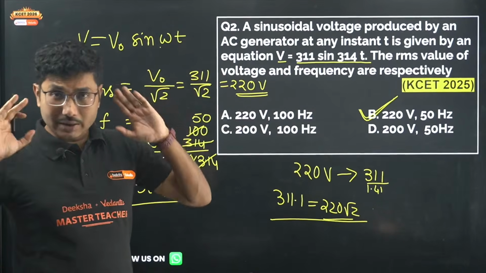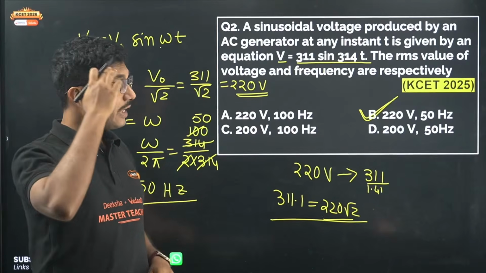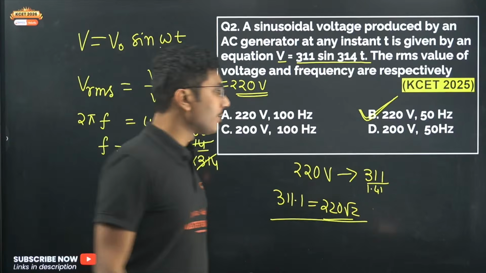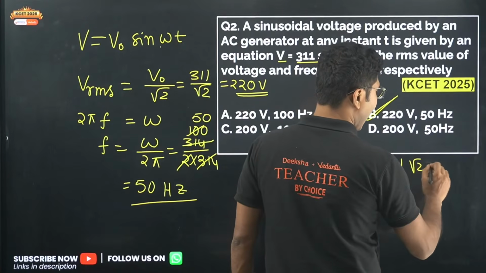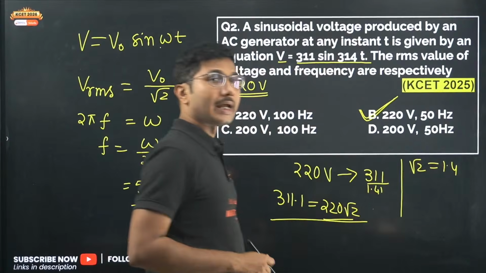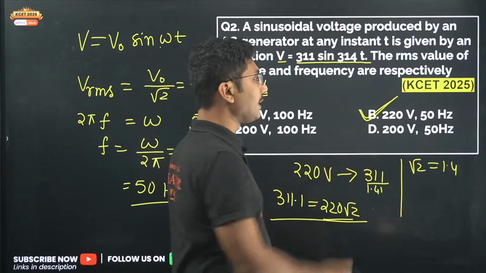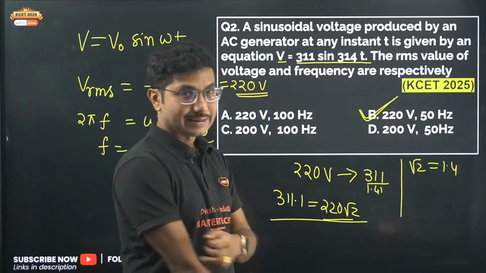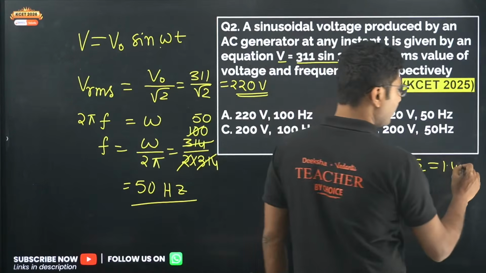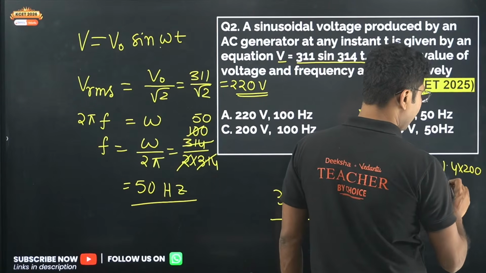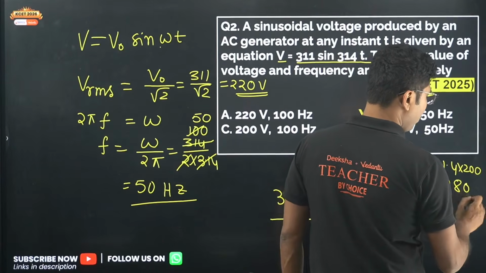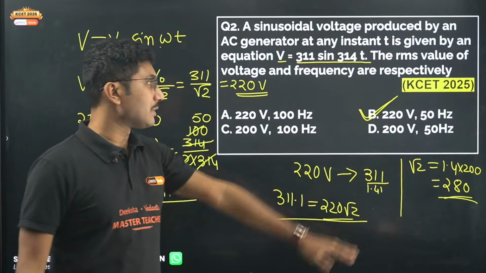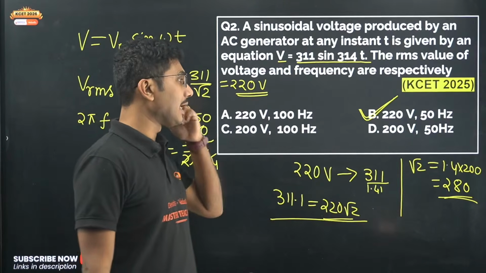In fact, if you are confused how to solve it, you can do back calculation in case you don't know the value. Take the value of root 2 as 1.4 and multiply with 220, multiply with 200. Whichever gives you the closest value will give you the exact answer. If you take 200 volt and multiply with 1.4, you get about 280. Obviously 280 and 311 do not match, so the answer must be 220. That's how you can eliminate the options as well.